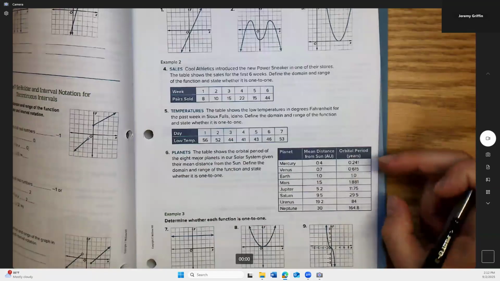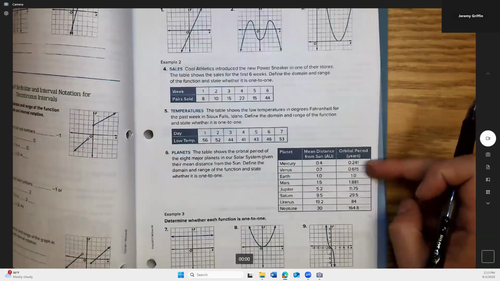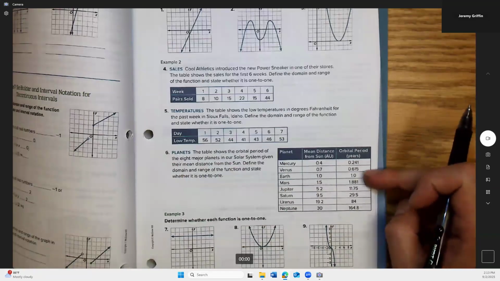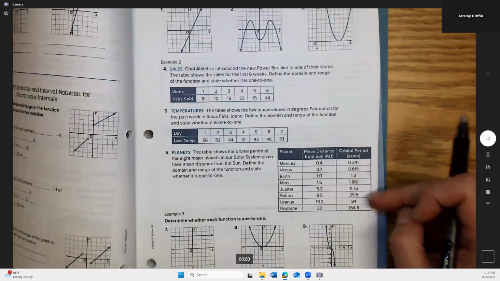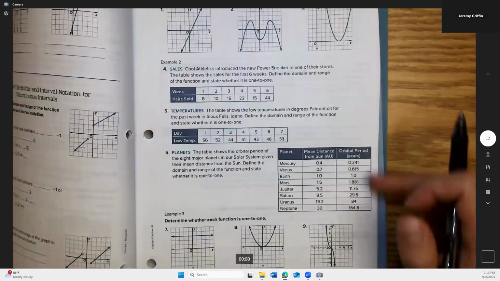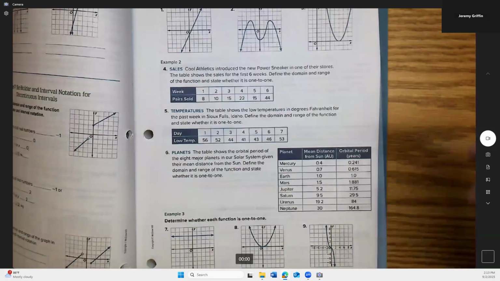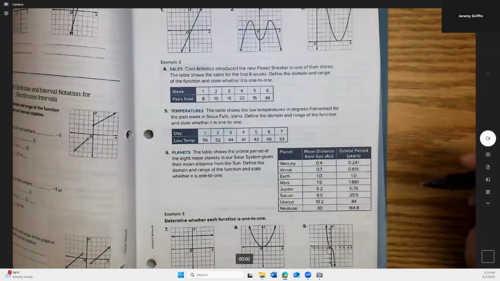And then there's a corresponding orbital period in years. Do you see Earth takes 1 Earth year to go around? You see the further away the planet is, the more time it takes to go around. That relationship is actually called Kepler's third law of planetary motion. A guy named Johannes Kepler figured this out hundreds of years ago.